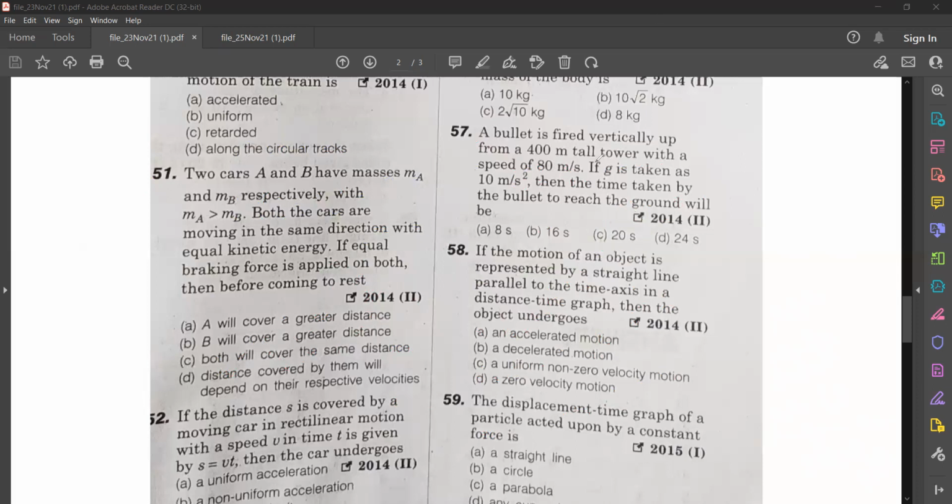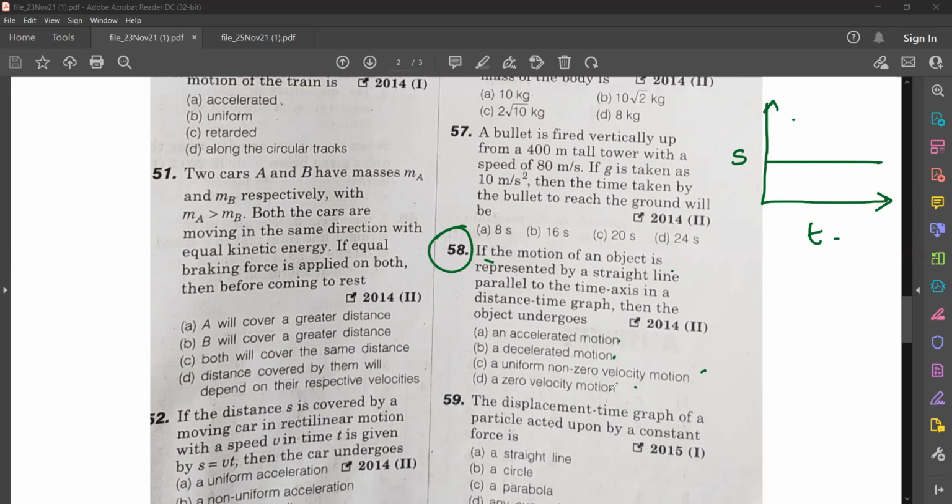Now moving to the next question, question number 58. If the motion of an object is represented by a straight line parallel to the time axis in a distance time graph, then the object undergoes: accelerated motion, decelerated motion, uniform non-zero velocity motion, a zero velocity motion. So what is the answer?